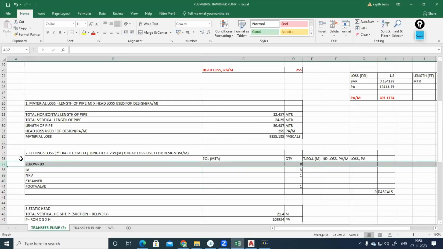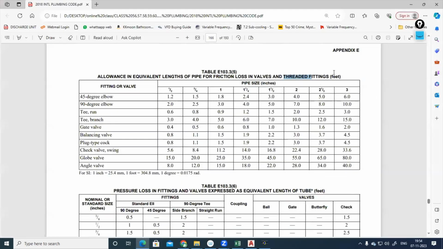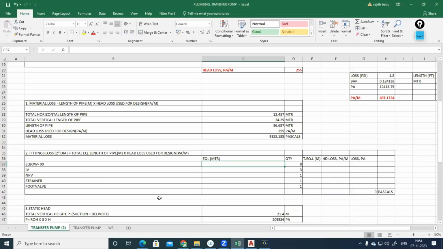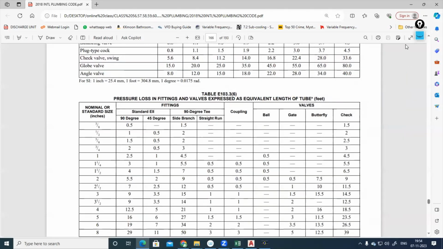Elbow. What might be the equivalent length of 90-degree elbow? I need that in meter because I'm doing an essay. But in IPC, they have provided that in feet. 2-inch diameter pipe. Pipe diameter is how much? 2-inch dia only. Nominal pipe diameter. Fittings loss in feet. Pipe diameter 2 inches. Standard elbow 90-degree, 45-degree.